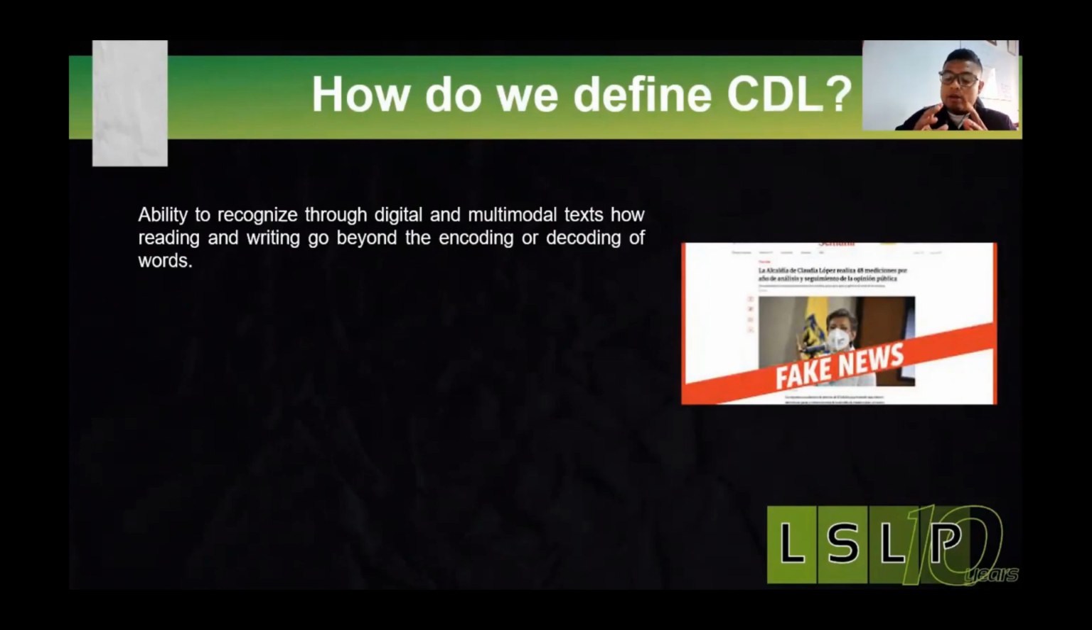So here, making a parenthesis, critical digital literacy is not just going to the digital scenarios and reading. No, we need to identify what is behind that text, what is the ideology, what is the relation of power, what is the intention, who is excluded, who is included, and other factors that go beyond the decoding and encoding process.